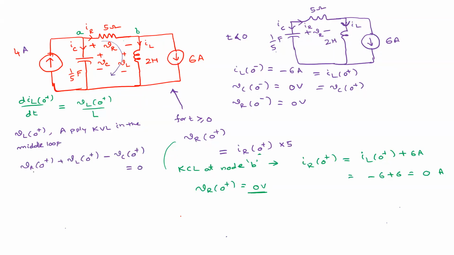All right. So VR of 0 plus we already calculated, right? So what is VR of 0 plus? So this is 0. And VC of 0 plus, what is VC of 0 plus? Also 0, right? So from this, what is the value of VL of 0 plus? It's 0 volts only, right? So now tell me what is diL of 0 plus by dt. So this is 0 ampere per second.